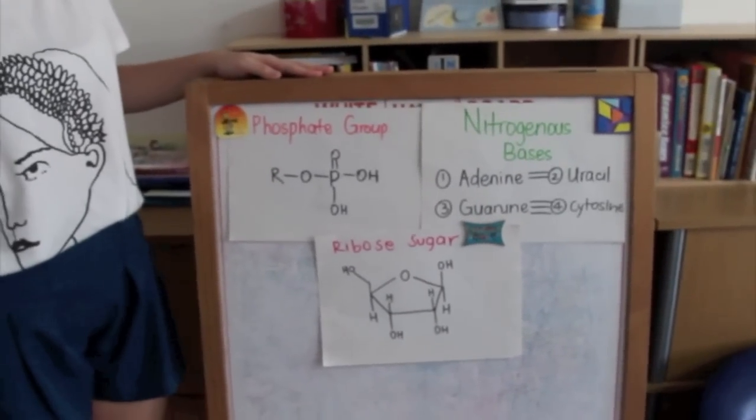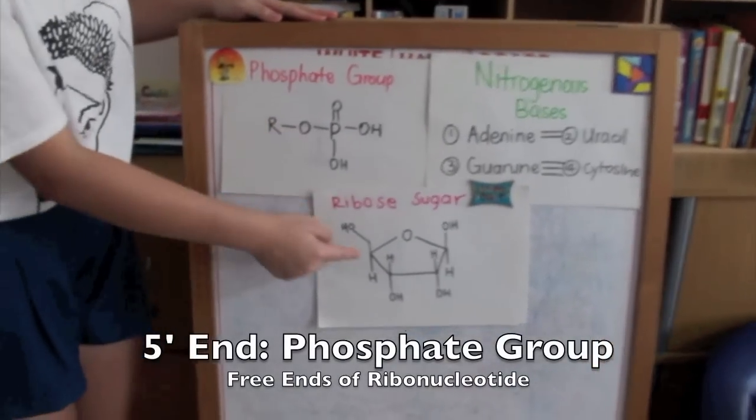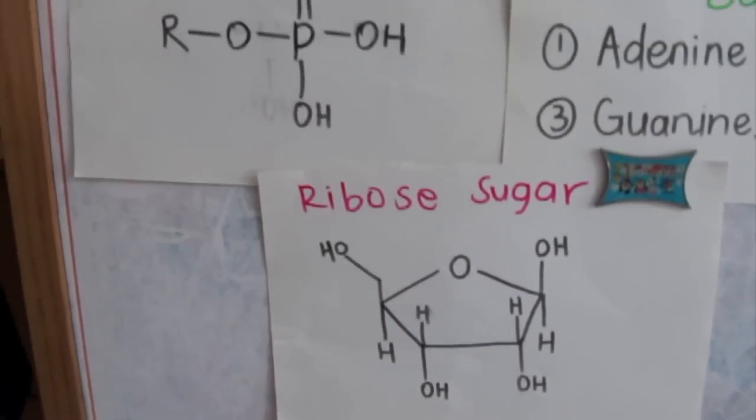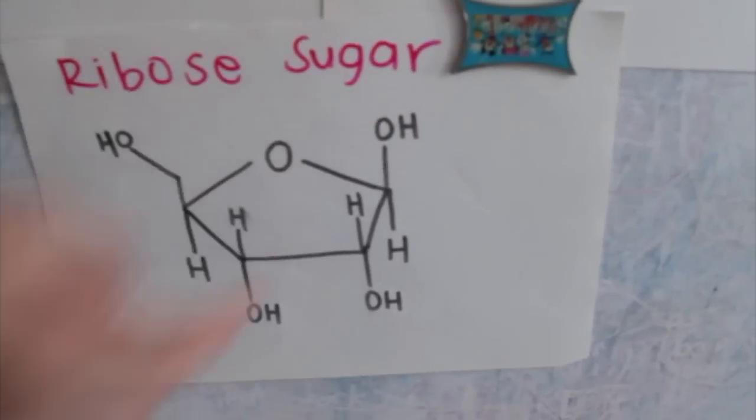The two free ends of the polymers are distinct. One has a phosphate attached to a 5' carbon, which is the 5' end. The other has a hydroxyl group on a 3' carbon, which is the 3' end.